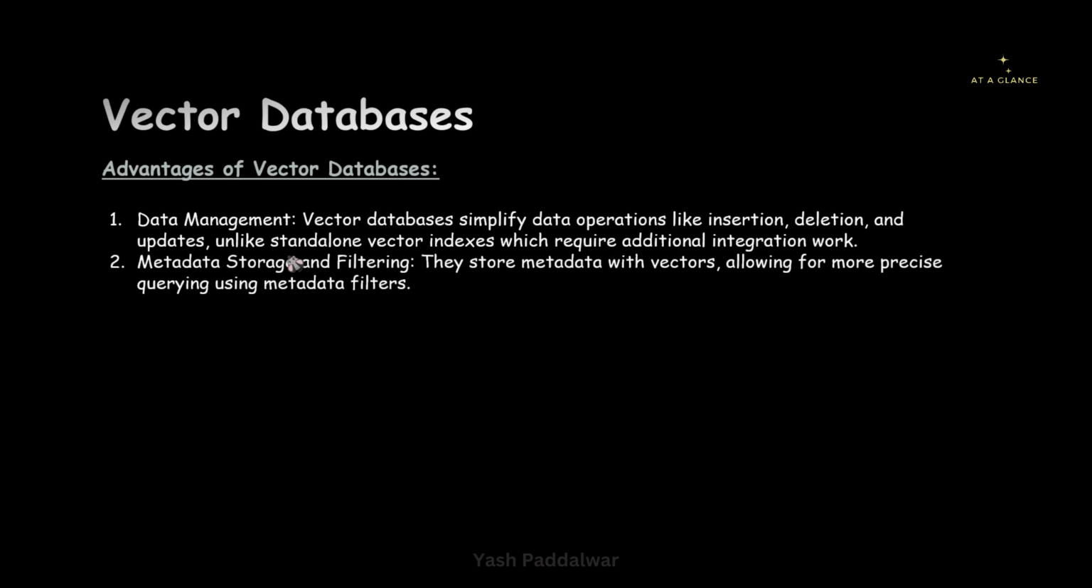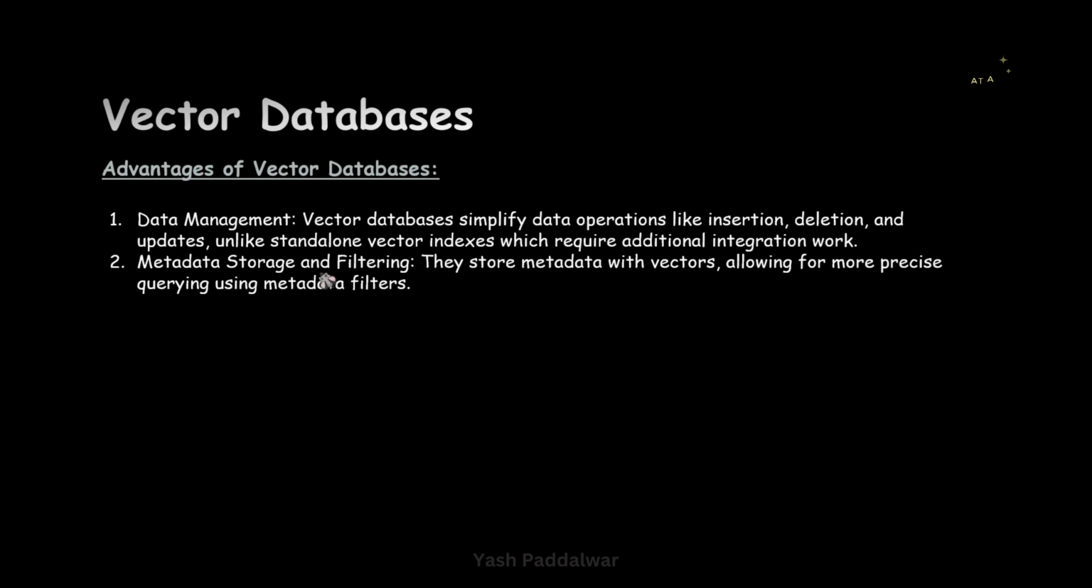Next is metadata storage and filtering. The vector database stores the metadata with vectors, allowing for more precise querying using metadata filters. So we can not only store the vector embeddings of the document, we can also store the metadata of that particular document. Now what exactly is metadata? Metadata is the information about the vectors that we are going to store. It is the information about the document from which the vector has arrived.